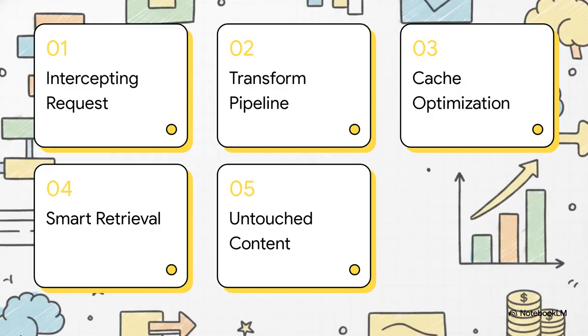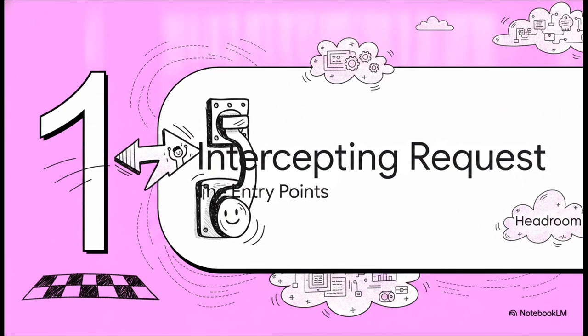Okay, let's look at our roadmap for today. First up, intercepting the request. Second, the transform pipeline. Third, provider cache optimization. Fourth, smart retrieval and learning. And finally, number 5, what Headroom leaves alone. Let's dive in.